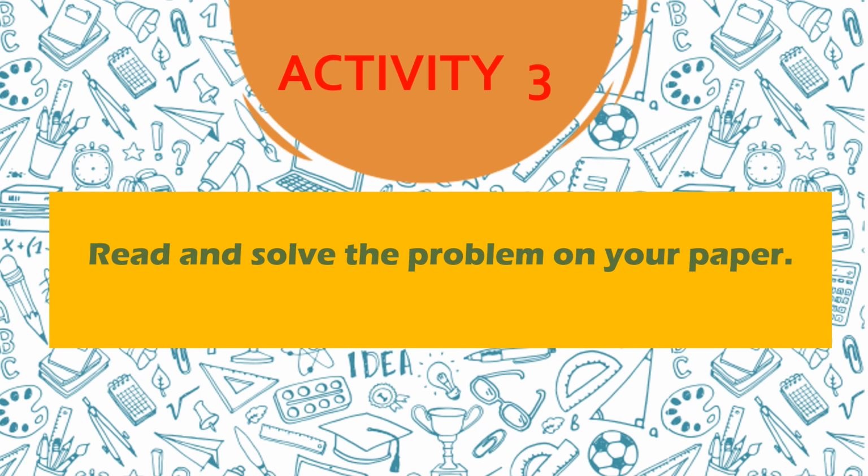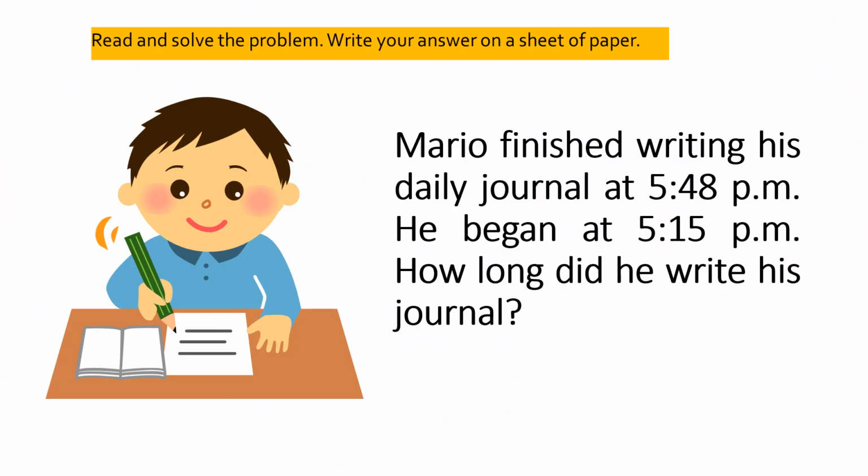Activity 3. Read and solve the problem on your paper. Here is the problem. Mario finished writing his daily journal at 5:48 p.m. He began at 5:15 p.m. How long did he write his journal? You can pause the video again to do the task. Then, after you solve the problem, you may continue to play the video.